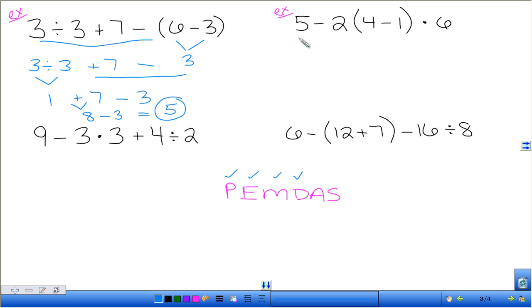One more together. Write this one down. 5 minus 2 times the quantity 4 minus 1 times 6. We're going to talk about this one. So write it down and then we'll go through it together.